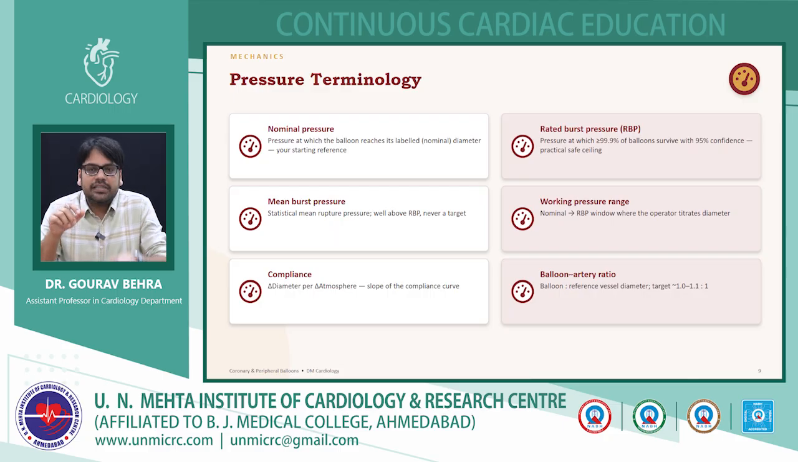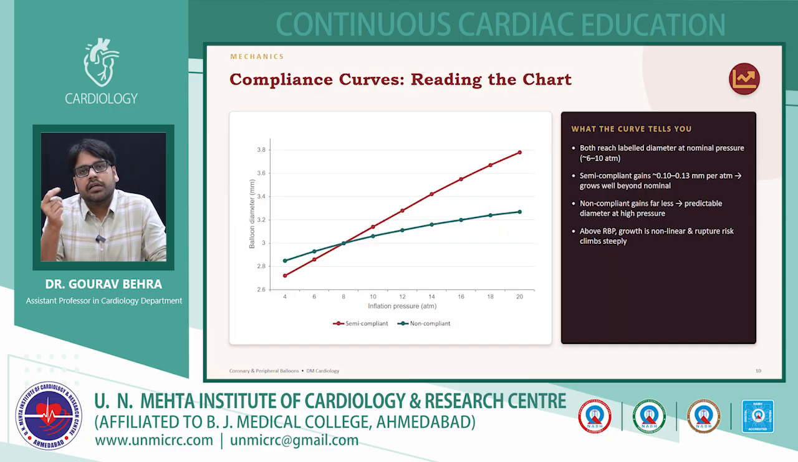So compliance, what is compliance? Compliance is the same as the literal meaning of compliance: as the atmospheric pressure increases, how the slope of the compliance curve changes. We'll come to that in the next slide. Then working pressure range is nominal to RBP, and balloon artery ratio, usually 1:1. We'll come to that in pre-dilatation and post-dilatation, but the reference is the diameter, whether the balloon to artery ratio is less than 1:1 or more than 1:1.